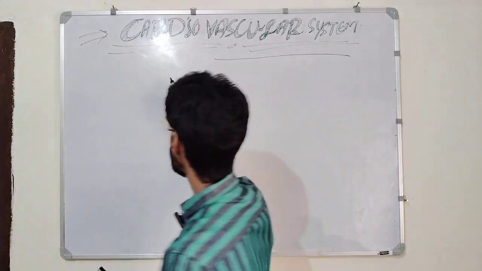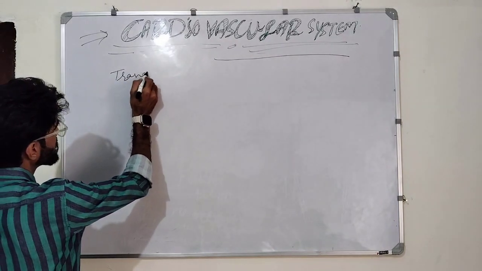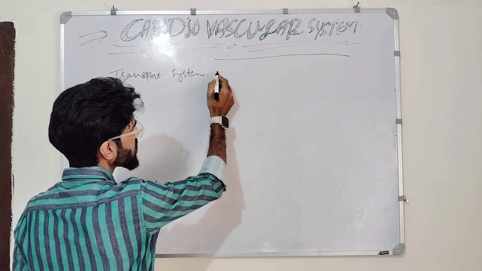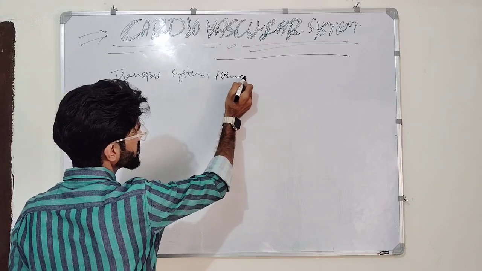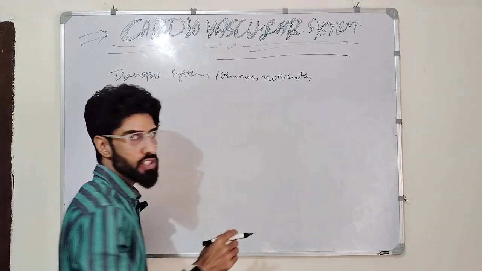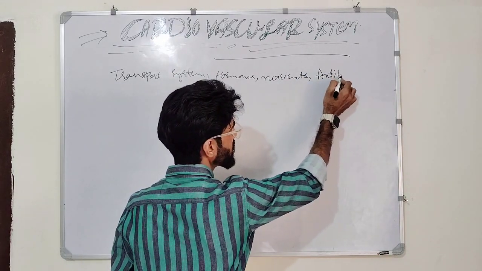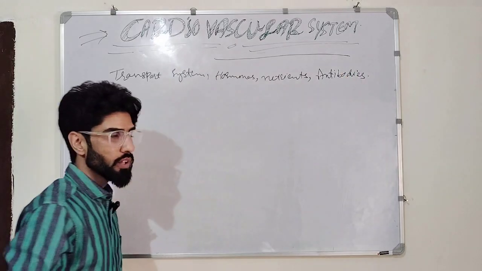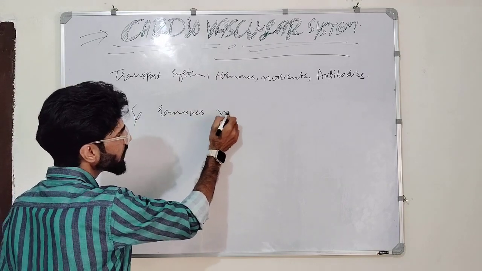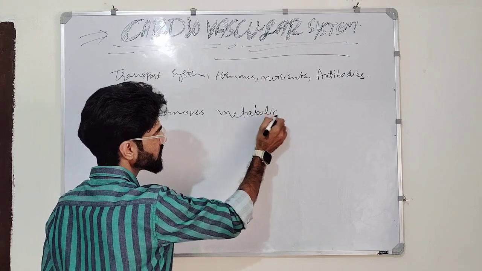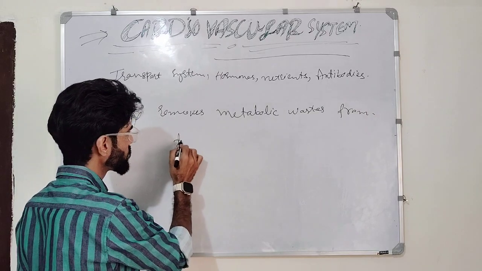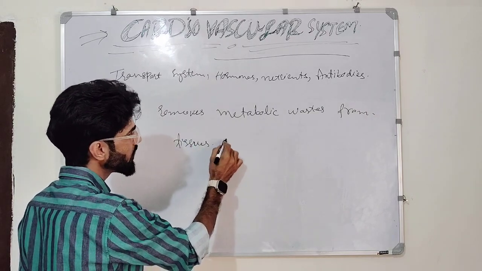So the cardiovascular system is a transport system which transports hormones, nutrients, and antibodies, and which removes metabolic wastes from tissues into the cable system.